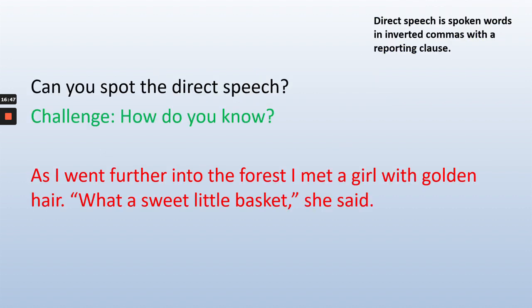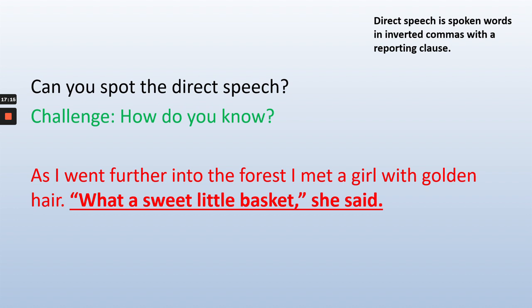Can you spot the direct speech? And as a challenge, how do you know it's direct speech? As I went further into the forest, I met a girl with golden hair. "What a sweet little basket," she said. Write down the direct speech and then press pause while you're writing it down, and then press play when you're ready to check your answer.